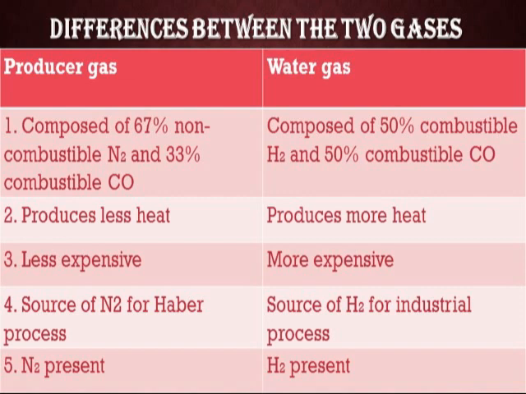Two. Producer gas produces less heat, while water gas produces more heat. Producer gas is less expensive, while water gas is more expensive. Producer gas is used as a source of nitrogen for the Haber process, where it's used for the production of ammonia, while water gas is used as a source of hydrogen for industrial processes. Finally, producer gas contains nitrogen gas, while water gas contains hydrogen gas.